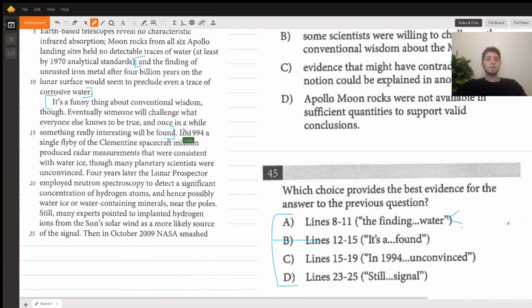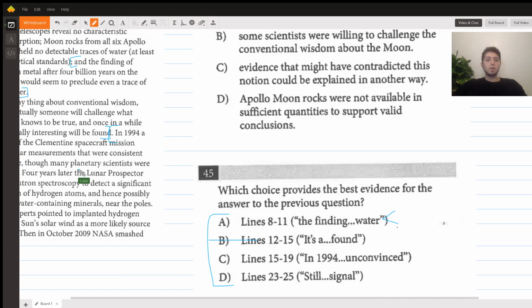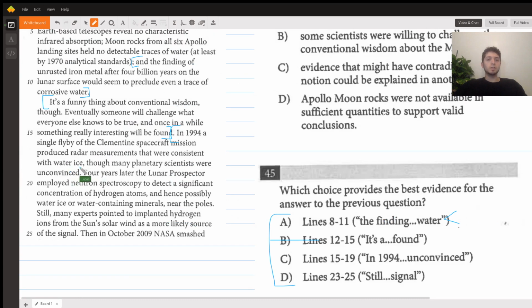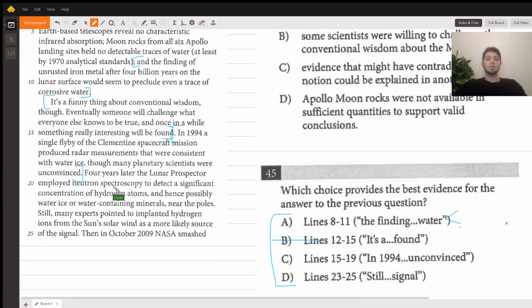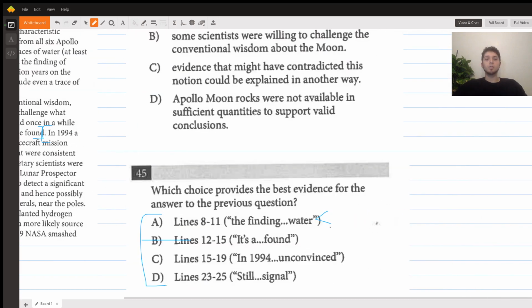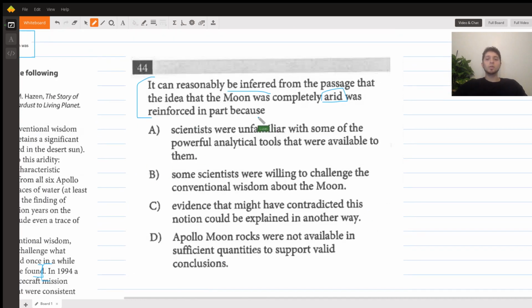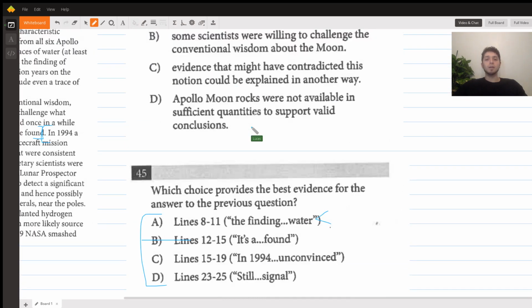15 to 19 says, "In 1994, a single flyby of the Clementine spacecraft mission produced radar measurements that were consistent with water ice, though many planetary scientists were unconvinced." So this is saying that in 1994 they did a flyby, they had radar measurements, and it suggested that there was water on the moon. So this wouldn't be good for showing that the moon was completely arid, because this is the first line of evidence that there actually is water on the moon, so we should get rid of that.